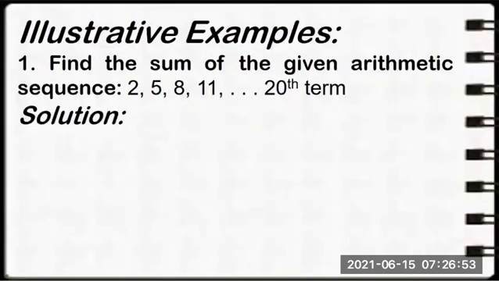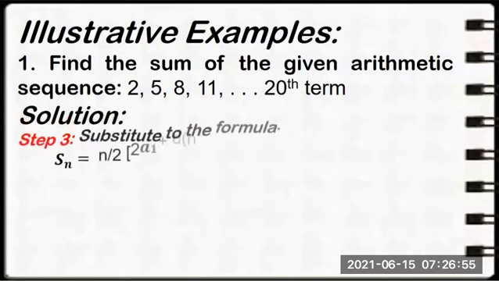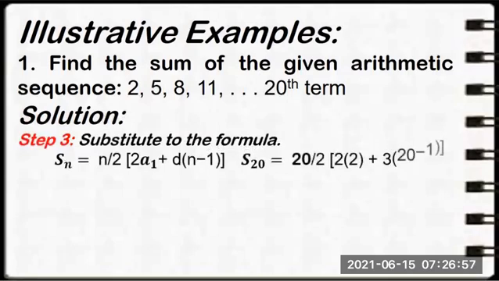And for our third step, we're going to substitute the given to the problem. So again, our formula is S sub n is equal to n over 2 times the quantity of 2a sub 1 plus d times n minus 1. And kung substitute natin siya, it will give us S sub 20 is equal to 20 over 2 times the quantity of 2 times 2, yung first term, plus 3 na common difference times 20 minus 1.